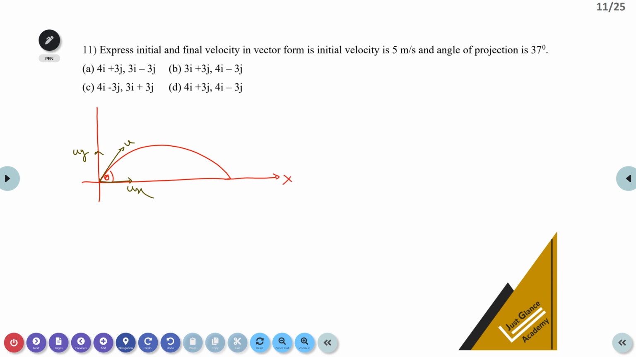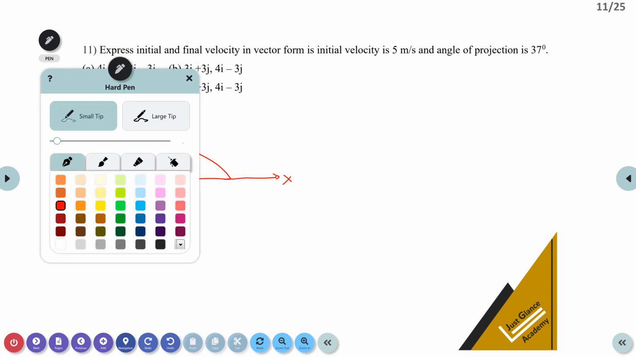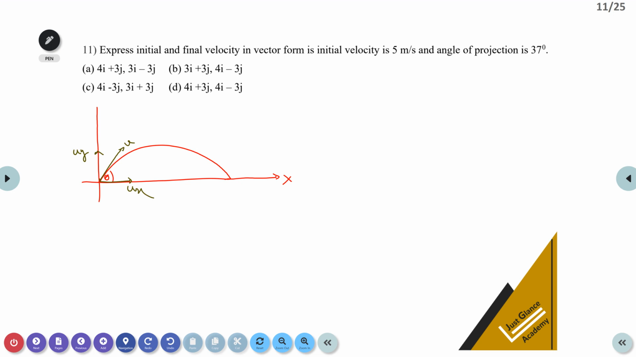Here again I am extending this. This is the x-axis. Here you see, I will draw the tangent. This is the final velocity. This will be Vx and this will be Vy. And this is the angle theta. But we know that the y component here and the y component here will always remain the same.